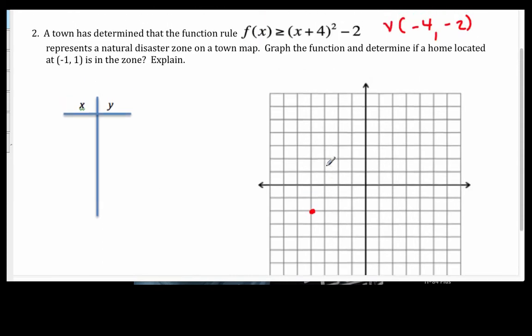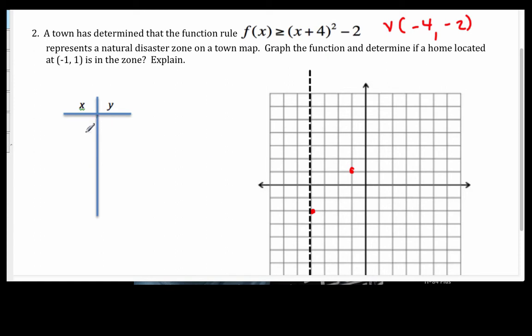So there's the vertex, and I've got my axis of symmetry right in there. Might as well draw in the axis of symmetry just to be a little more accurate with everything. So right about here. Okay, there's my axis of symmetry. Now let's pick some points. I've got to stay on one side because we know it's going to mirror, not to mention the fact that (-1, 1), the point I'm really trying to focus on, is the house. I've got to see, am I going to be in the disaster zone or not?